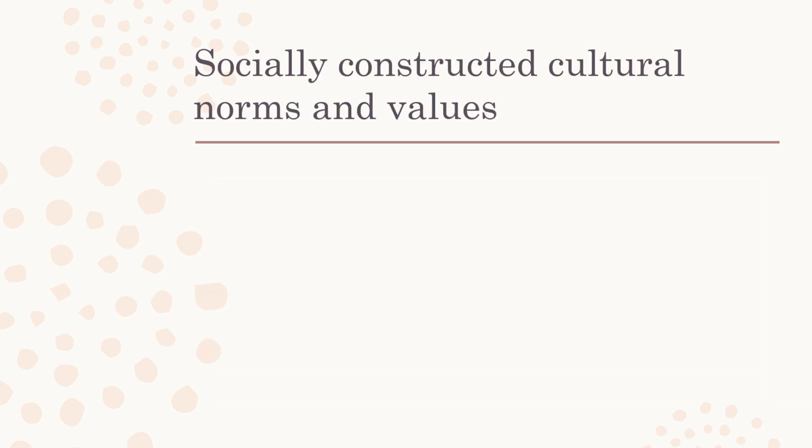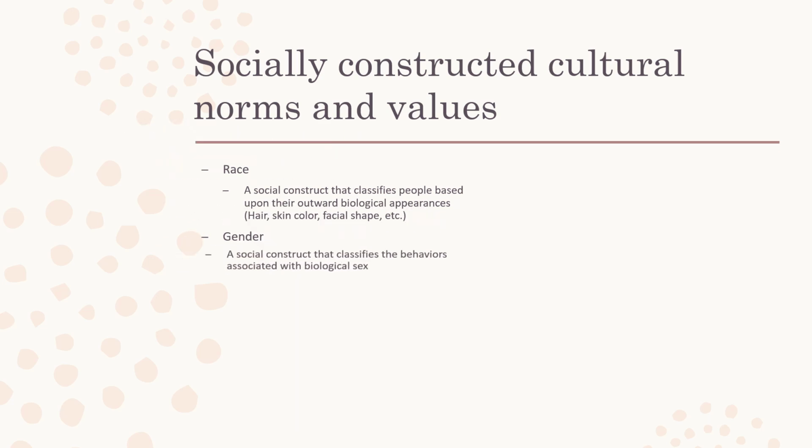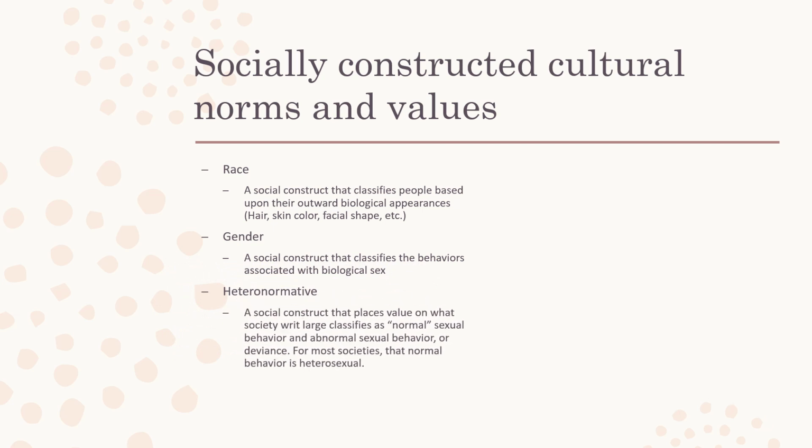So when we think about culturally constructed cultural norms and values, we can start with race. It is a social construct that classifies people based upon their outward biological appearances, so your hair, your skin color, facial shapes, etc. We think about socially constructed cultural norms and values related to gender, right? A social construct classifying the behaviors that are associated with biological sex. We can classify things based on the heteronormative, the idea that places value on what society classifies as normal sexual behavior and abnormal sexual behavior. For most societies, that normal is heterosexual.